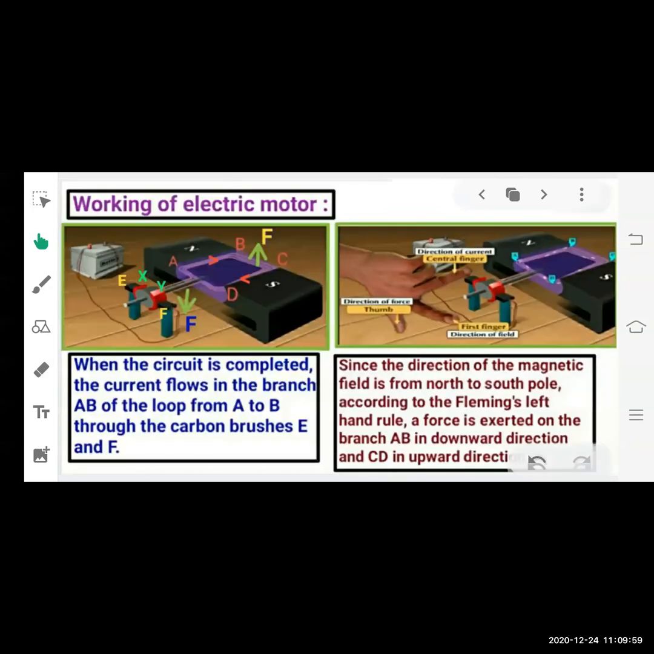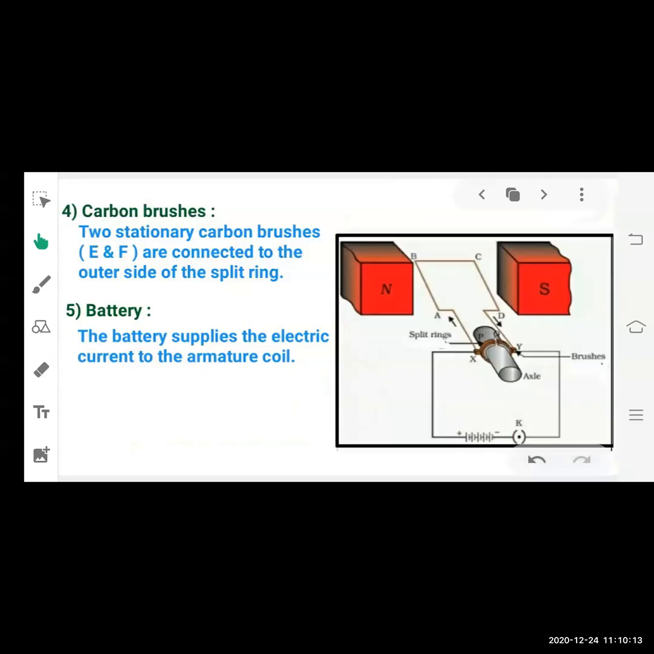Now let's start the working of electric motor. How does it work? The same principle: when an electric conductor is kept in a magnetic field, it experiences a force. So here also, our conductor, you can see this is the conductor.